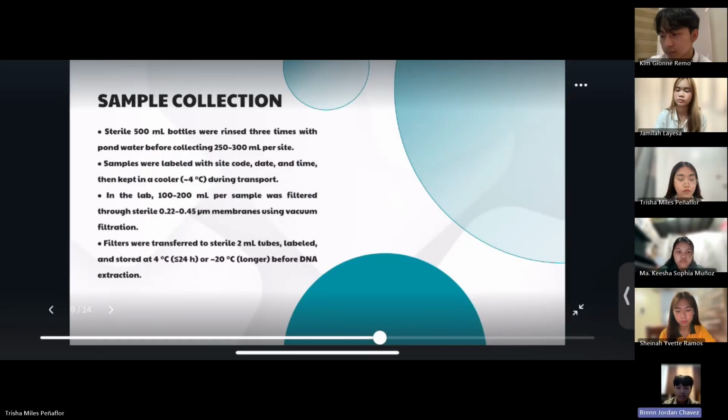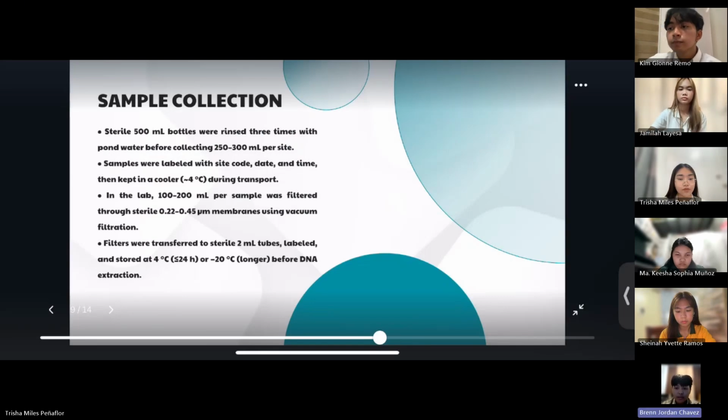pond's microbial community. Each sample bottle will be properly labeled with the corresponding site code, date, time, and time of collection. Immediately after collection, the samples will be placed in a cooler with ice packs to maintain a temperature of approximately 4 degrees Celsius during transport to the laboratory, thereby preventing microbial growth and DNA degradation.